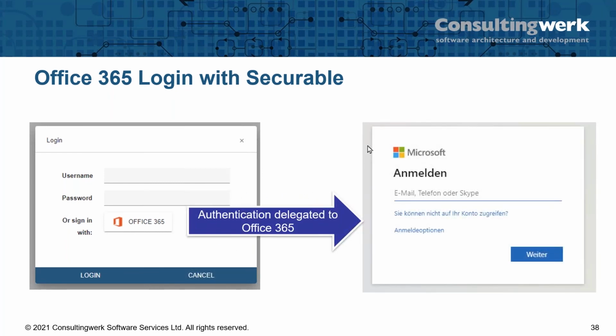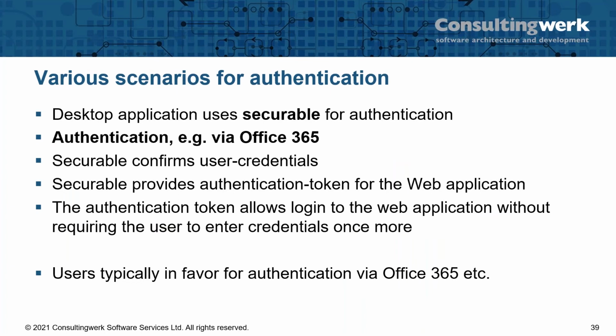And then the user has to sign in using his Office 365 login, and we don't have the password in the application. So how does that solve our problem of not having two different logins? Well, the desktop application could call into Securable for authenticating the user. And Securable could then be authenticating the user using one of its different methods that might be Office 365. Securable confirms the credentials, the username, password, and Securable could then provide us with an authentication token that we could query. And this authentication token is something that we can inject into the request of the web application so that there's no second login needed in the web application.